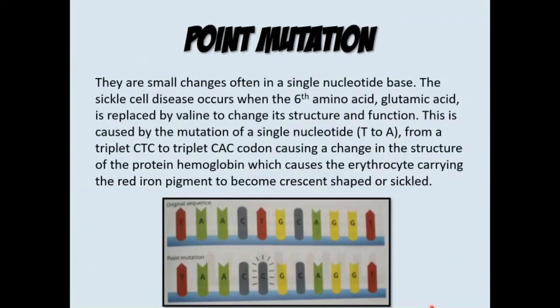So in terms of point mutation, they are small changes often in a single nucleotide or single nucleotide base. Sickle cell disease occurs when the sixth amino acid, glutamic acid, is replaced by valine, changing its structure and function. This is caused by the mutation of a single nucleotide T to A, from a triplet CTC to triplet CAC codon, causing a change in the structure of the protein hemoglobin, which causes the erythrocyte carrying the red iron pigment to become crescent-shaped or sickled.